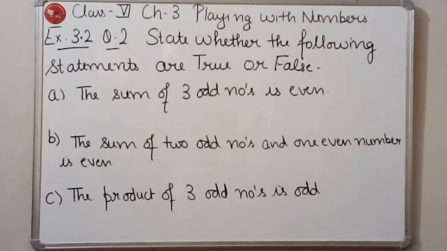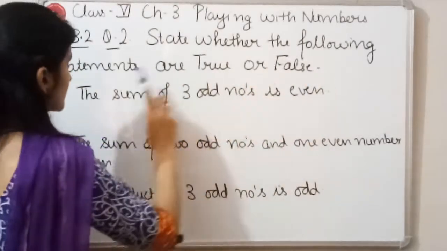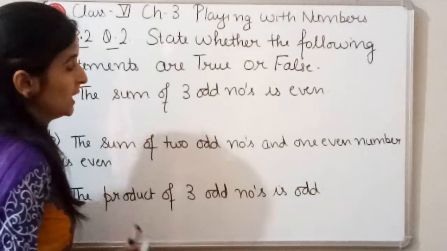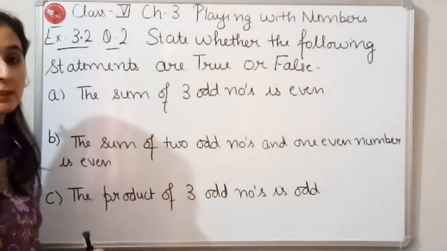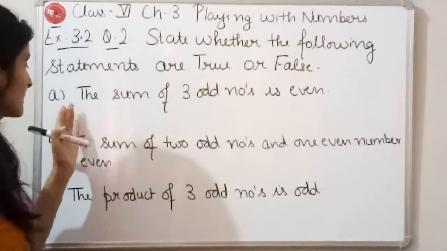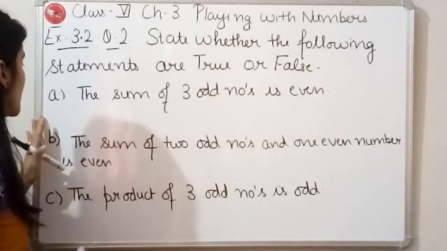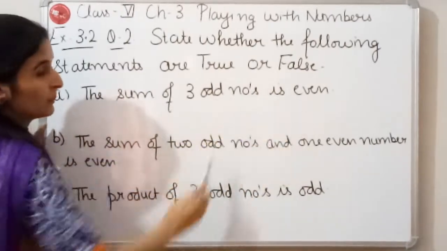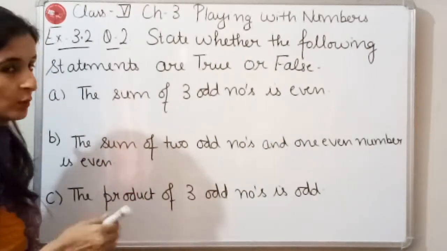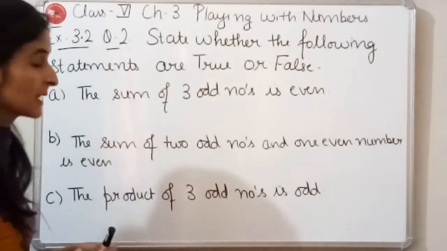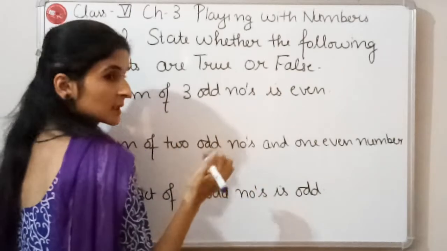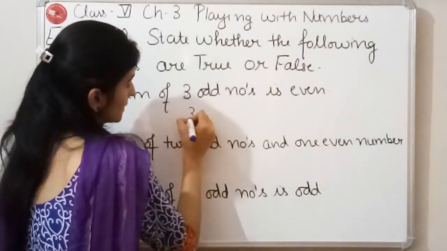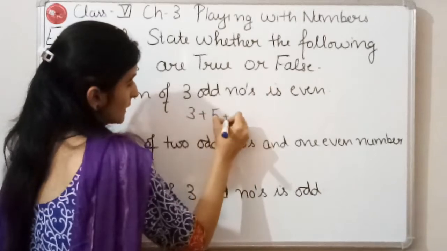Now let's start with question number 2. Question number 2 is, state whether the following statements are true or false. Now we have been given the statements and we have to tell whether these statements are true or false. So let us start with the first statement. A part is, the sum of three odd numbers is even. I'll explain with the help of an example. Suppose I am taking any three odd numbers. First three odd numbers are 3, 5, 7.